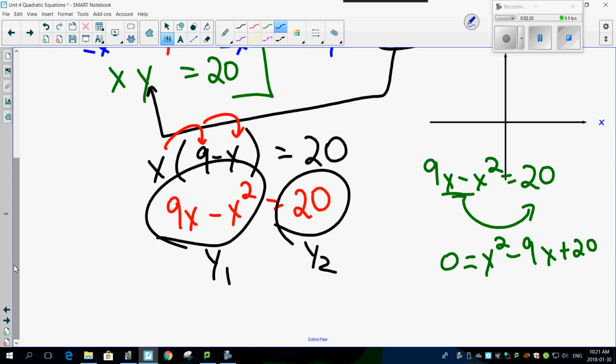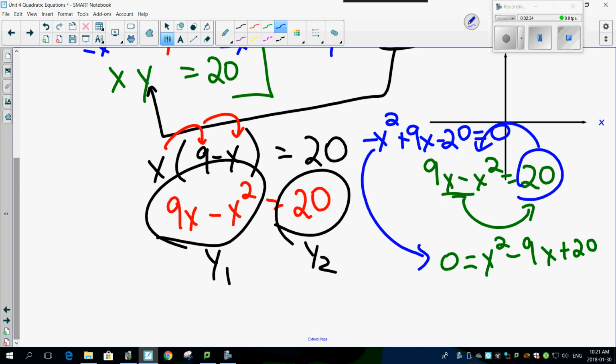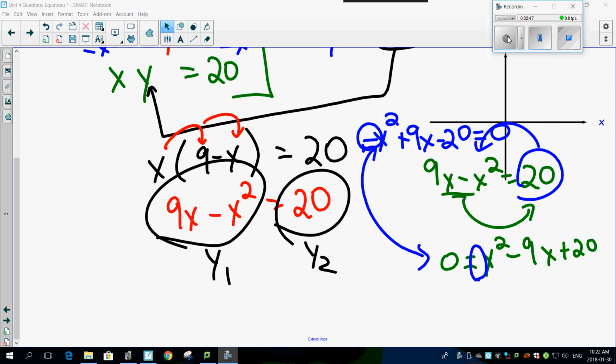But what if I move this guy over to this side? Won't I get minus x squared plus 9x minus 20 equals 0? Well, wait a second. How can you have two possible equations giving you the same answer? Well, it's really simple. Look at this. This is opening down. This is opening up. Let me show you something on the calculator, and this will totally freak you out. Let's substitute in that one first into the calculator, okay?